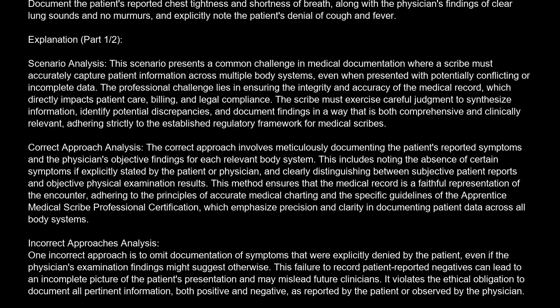The correct answer is A. Document the patient's reported chest tightness and shortness of breath, along with the physician's findings of clear lung sounds and no murmurs, and explicitly note the patient's denial of cough and fever.